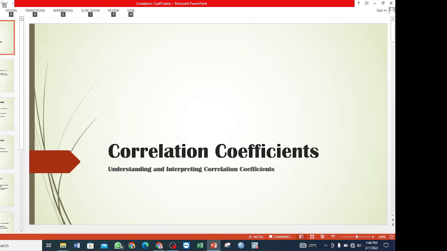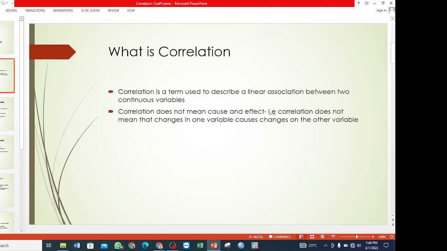So correlation is a term that is used to describe a linear association between two continuous variables. And correlation does not mean a cause and effect. That means that when you talk about correlation, we do not suggest that a change in one variable causes a change in the other variable. It is only that there is an association between the two variables, which does not mean a cause and effect.